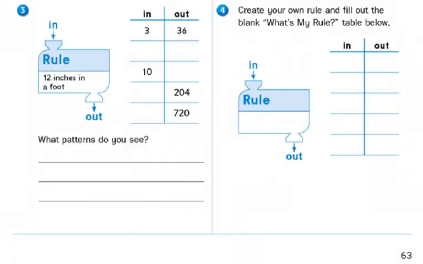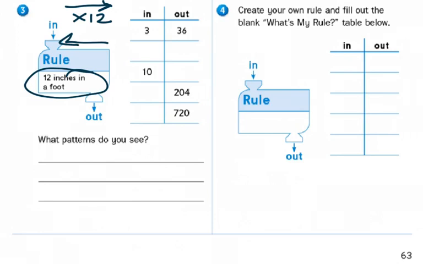All right, let's do one more together. This looks very similar to what we've done previously. There are 12 inches in a foot. So you're going to be using your 12s on your multiplication chart. If we're moving this direction, we're multiplying by 12. But if we have the output, we are dividing by 12.